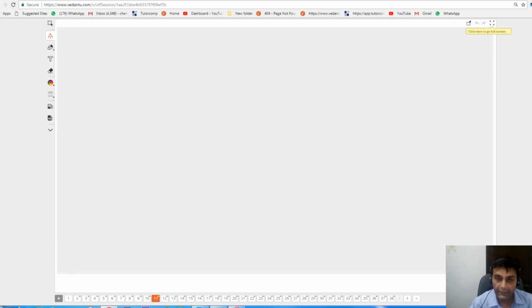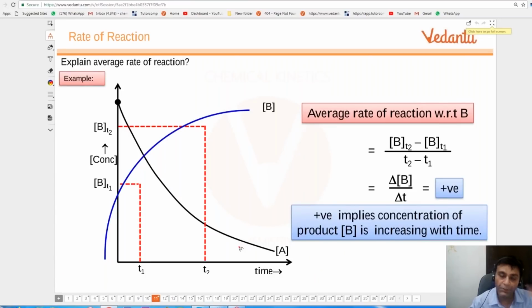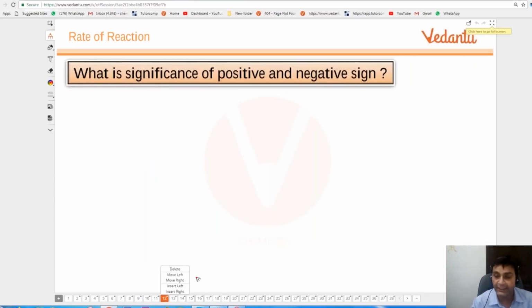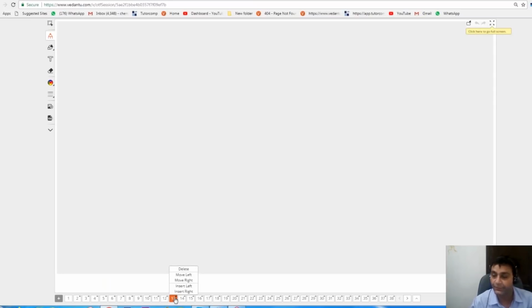So positive sign shows that the concentration is increasing, and negative sign shows the concentration is decreasing.